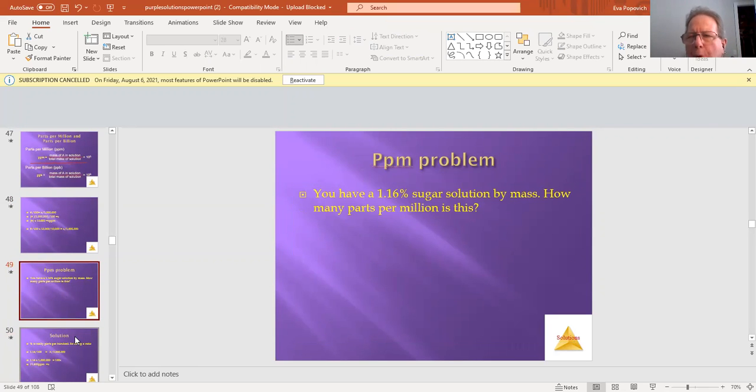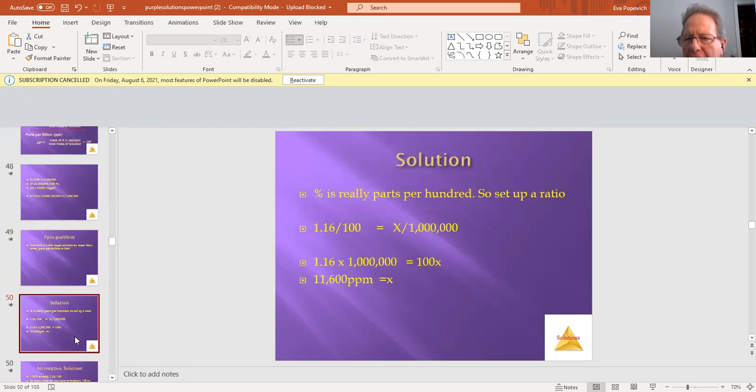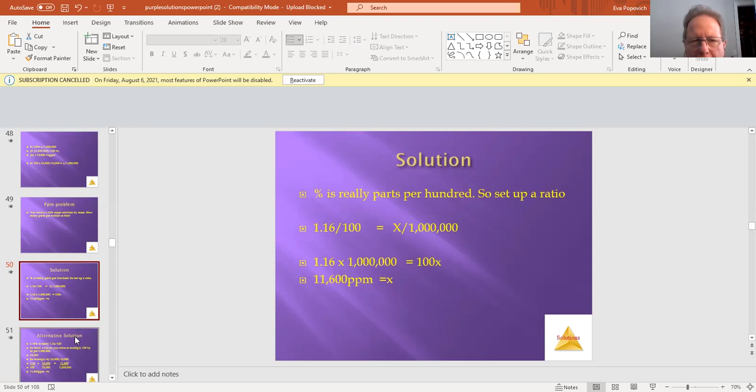I have a 1.16% sugar solution by mass. How many parts per million is this? I can solve it 2 ways. I can simply set up the ratio, and this is correct. I'm taking the 1.16, dividing it by 100. That's equal to X over 1 million. My parts per million are going to be 11,600.